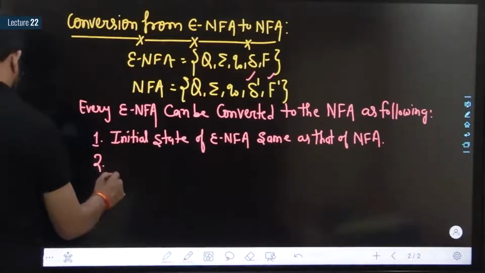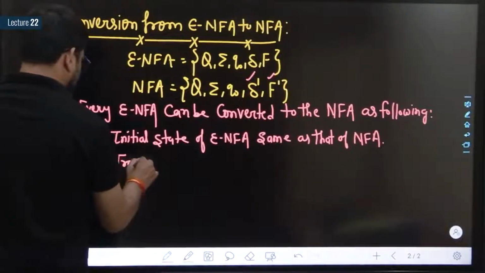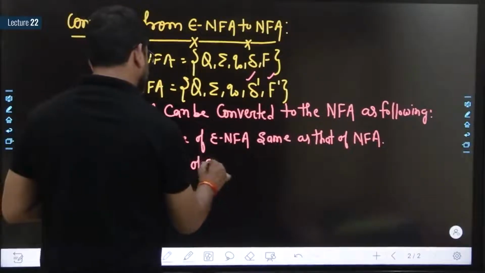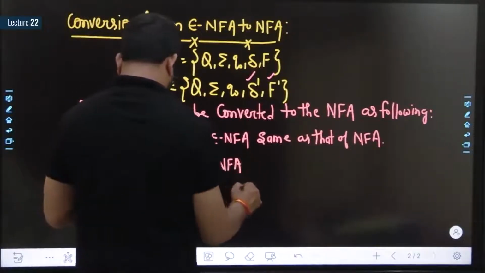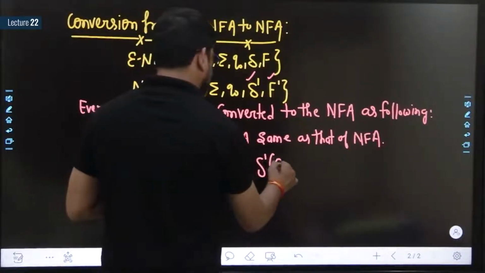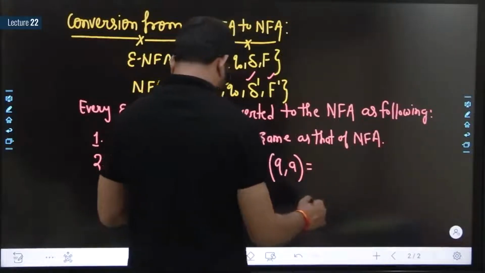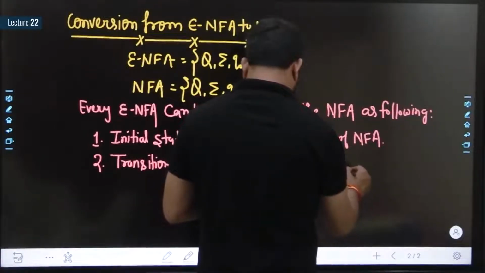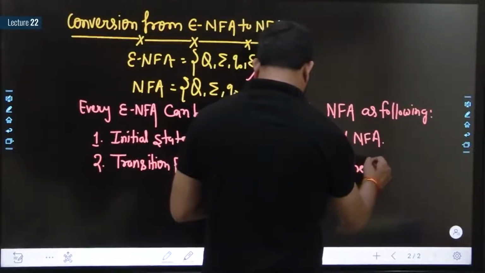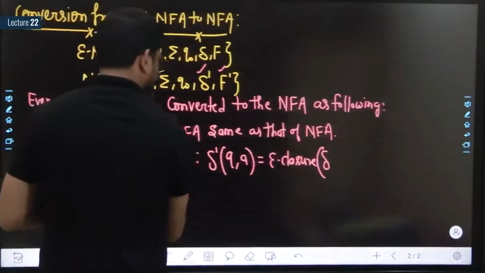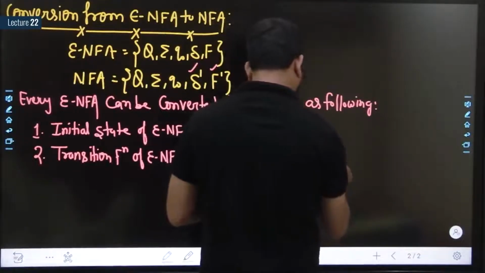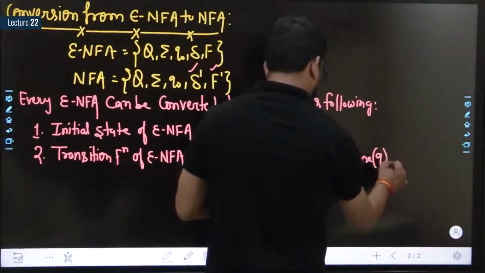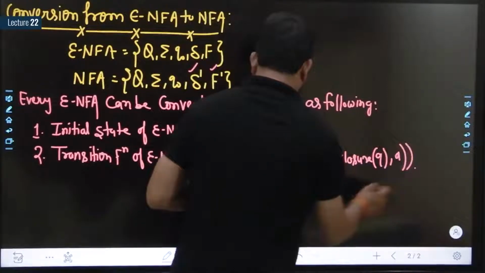Now second, transition function. The transition function of Epsilon-NFA: delta dash of Q on A equal to epsilon closure of delta of epsilon closure of Q on A. This is the transition function.